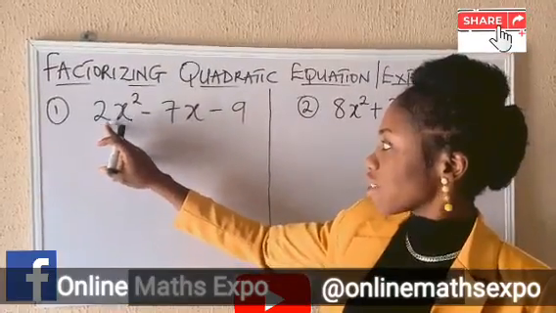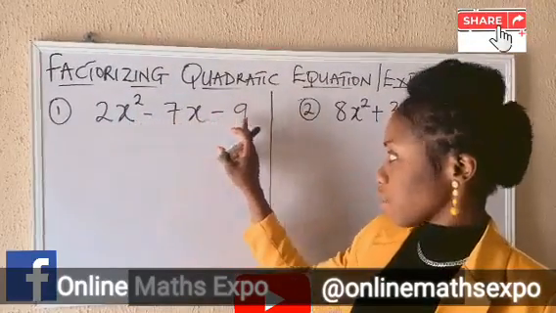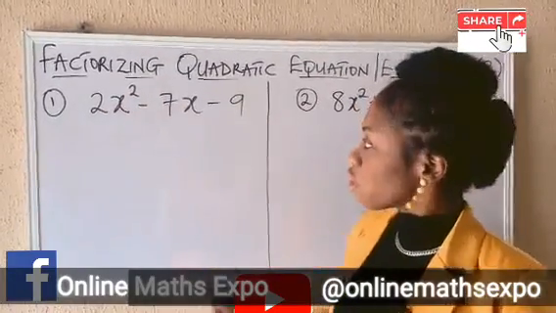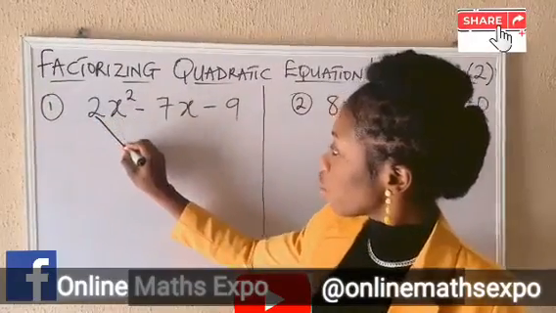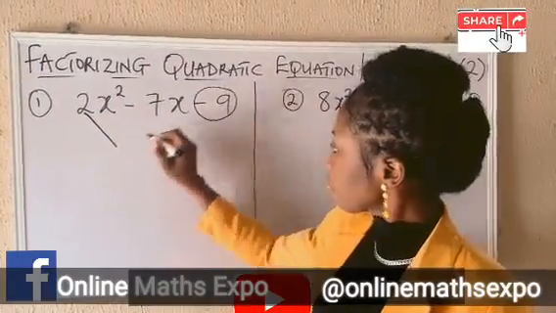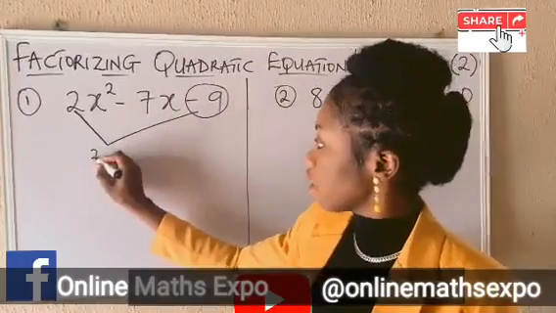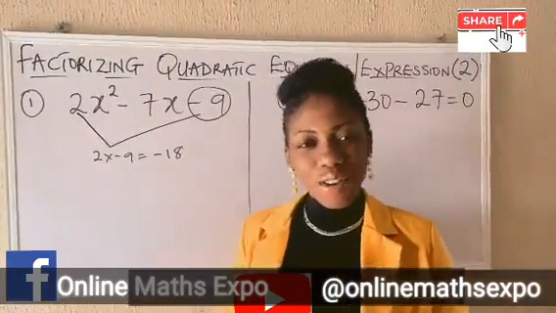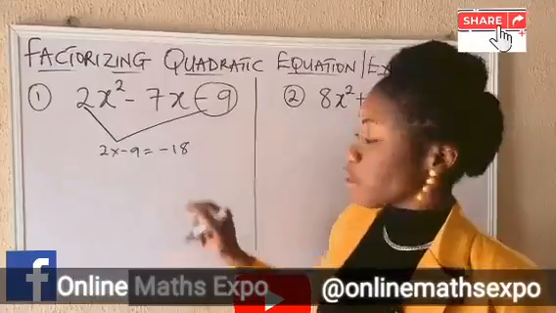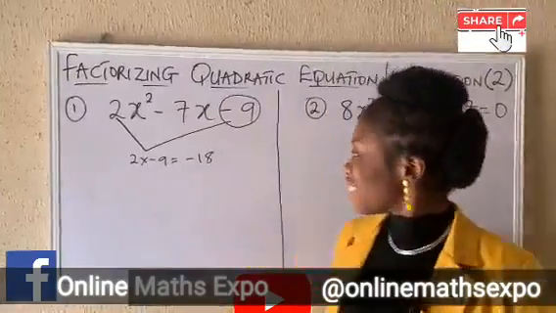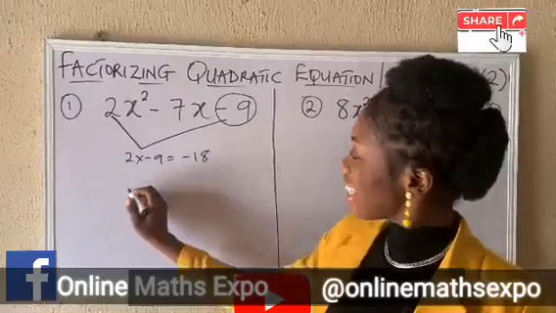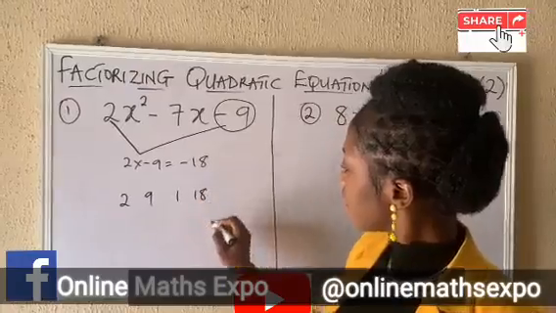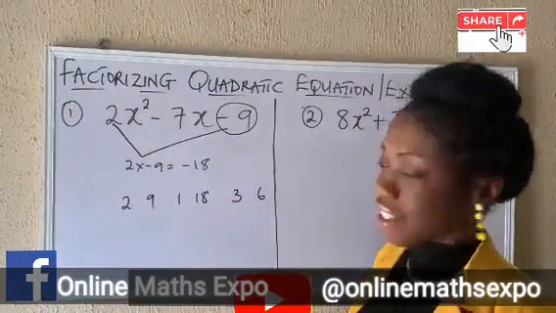We are asked to factorize 2x squared minus 7x minus 9. Now what we do here, because the coefficient of x squared is 2, is we use this 2 to multiply this minus 9. If you multiply 2 and minus 9, it will give us minus 18. As usual, you get two numbers that when you multiply, it will give us 18. The pairs of numbers that give us 18 are 2 and 9, 1 and 18, 3 and 6.